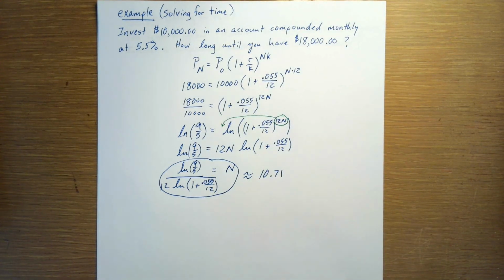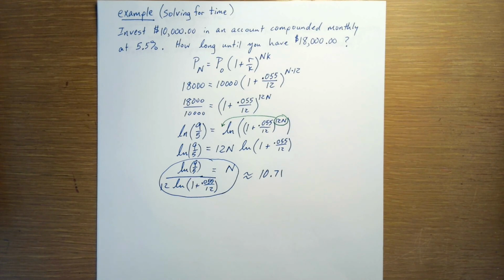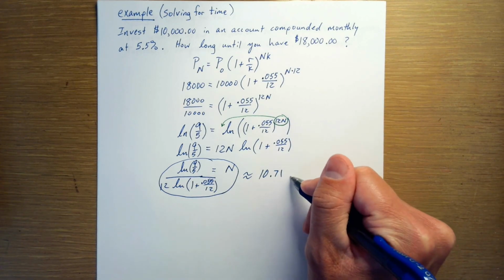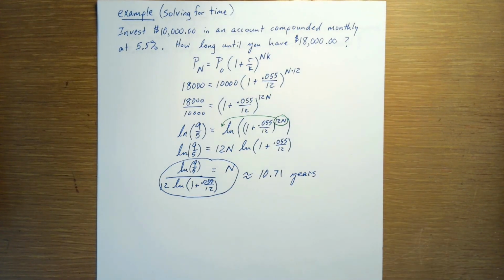So what that translates to in terms of our problem is, remember we wanted to answer this question: how long will you have to wait for that $10,000 to become $18,000? You have to wait roughly 10.71 years. That's the units. So after 10.71 years, your $10,000 becomes $18,000. Okay, so that's solving for time. That's fairly involved.